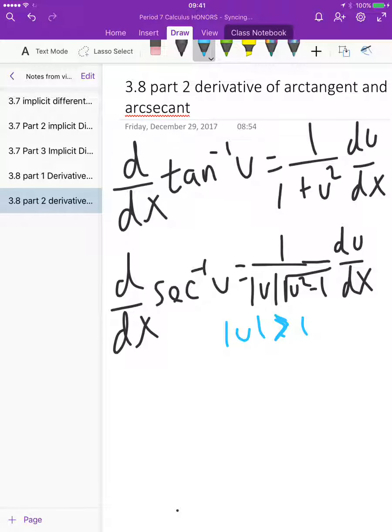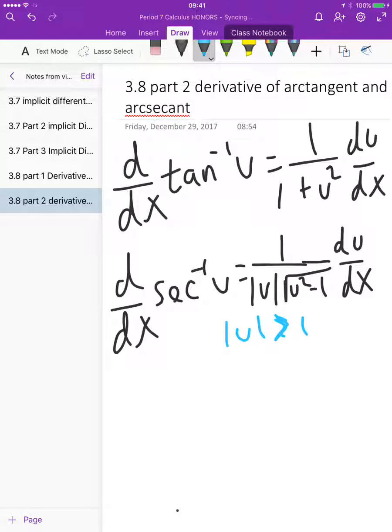Alright guys, so we got a couple of videos to wrap up 3.8 and the goals remain the same. The goal of this video is to look into the derivatives of inverse trig functions, and specifically today we're going to look into arctangent and arcsecant.